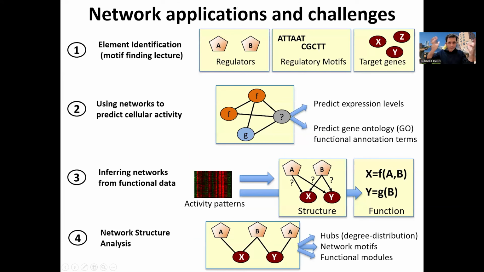So then there are many different challenges associated with networks. Basically, as I mentioned earlier, one challenge is how do we find the regulators? How do we find the motifs? How do we find the target genes? And we talked about that until now. But then we can also ask, how are the networks themselves predicting cellular activity? And that's where the field of graph neural networks comes in, where you basically want to learn representations on your network to predict some function of the entire network.